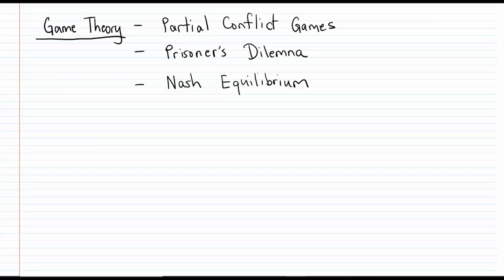Hi class. So today we're going to talk about what are called partial conflict games. Now, this is in contrast to the games we've been looking at so far, which are total conflict games. What is a partial conflict game? This is a game where you're not just trying to beat the opponent, you're just trying to do well for yourself. And it's certainly possible that you can both do well for yourself. So in partial conflict games, you're not just trying to make sure your opponent has a low score, you're just worried about your own score. You're just trying to get the highest score you can without regard of how your opponent's doing.